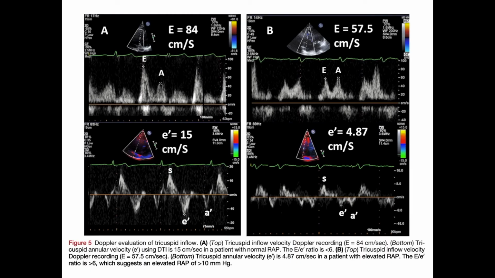Another method of assessing right atrial pressure or enlargement in right atrial pressure can be determined using pulse wave Doppler of the tricuspid inflow and comparing this with the tissue Doppler velocity. Panel A on the left demonstrates an E-wave velocity of 84 centimeters per second across the tricuspid valve, and when divided by the E' velocity at the tricuspid valve annulus, this is under 6. This signifies a normal right atrial pressure. The patient on panel B has a smaller absolute E-wave velocity, but when compared with a very low E' velocity, that ratio is greater than 6, reflective of an elevation of right atrial pressure.